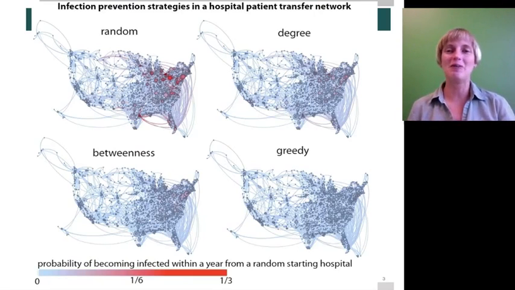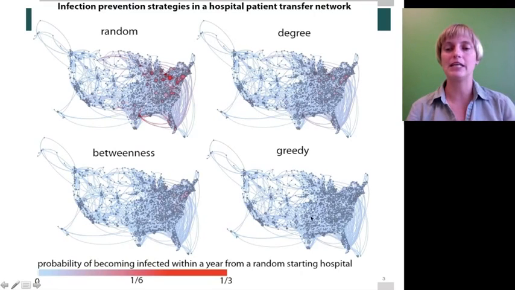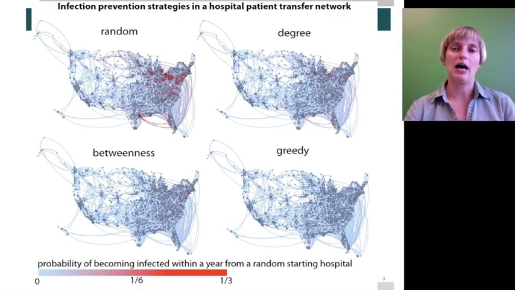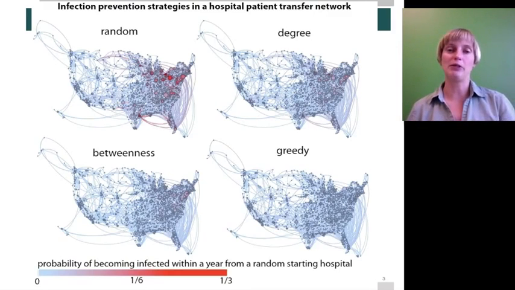And finally, what is most effective is actually simulating the infection spread and running a greedy algorithm to see which hospitals should be targeted. And these typically are high degree and high betweenness hospitals, but you can do even better by simulating in this greedy manner.